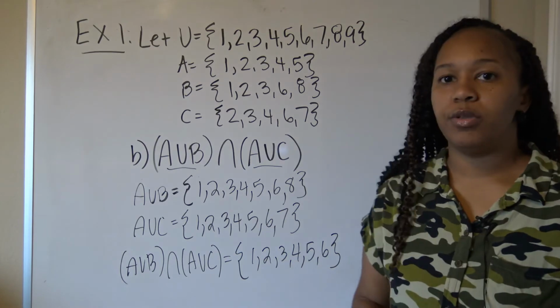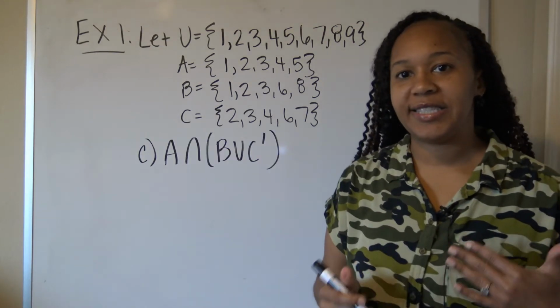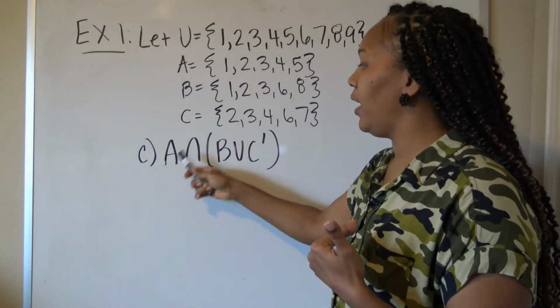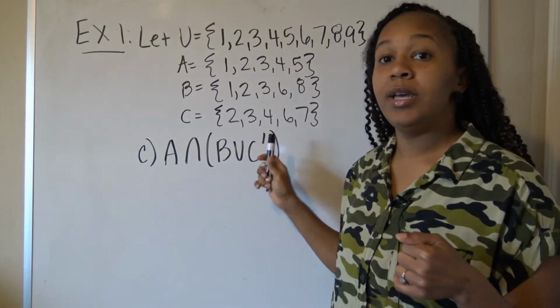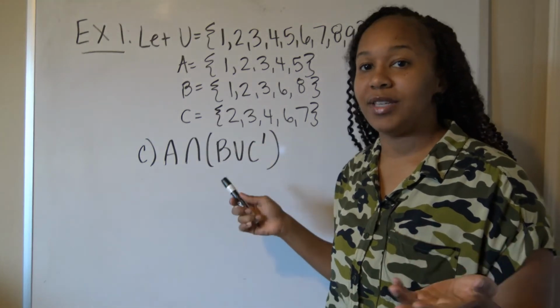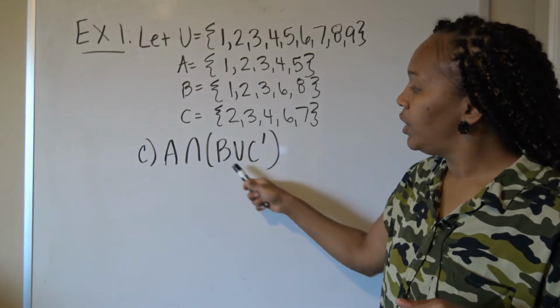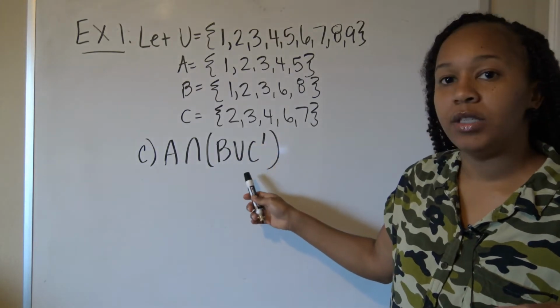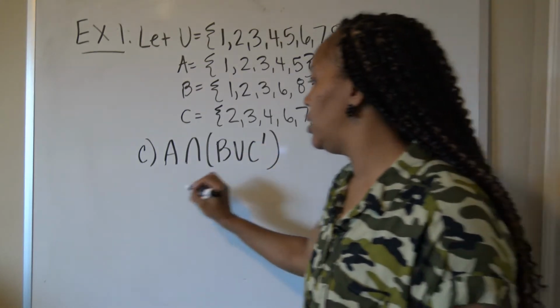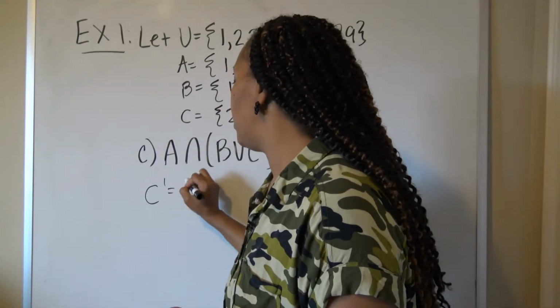The set with 1 through 6 in it. For the last part of this example, part C, we want to find A intersect B union C prime, or the complement of C. Okay. So in order to do these parentheses first, I need to first know what is the complement of C. So let me figure out what is C complement first.